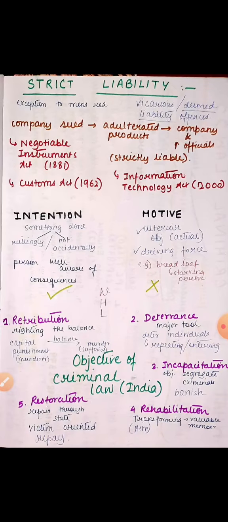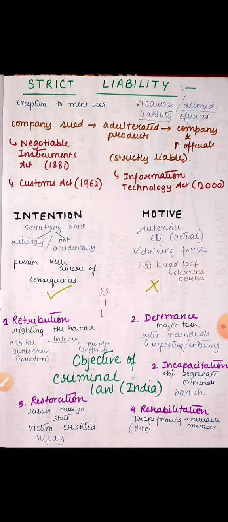Alright, next we come to strict liability. Strict liability is the next part of the chapter. Strict liability is an exception to the rule of mens rea. These are also called vicarious or deemed liability offences, and examples are given in many special laws. Before doing that, we need to understand the meaning of strict liability. I will explain this with the help of an example.